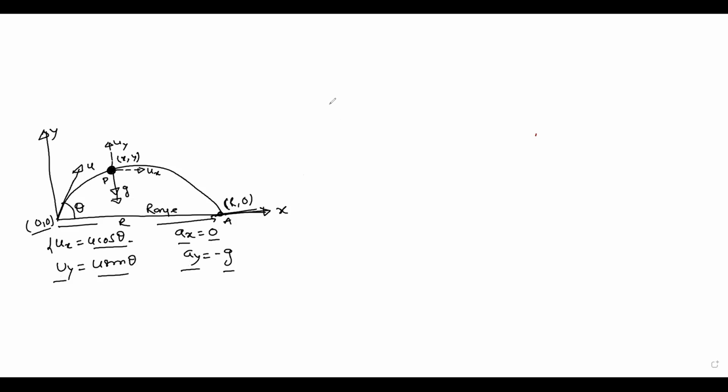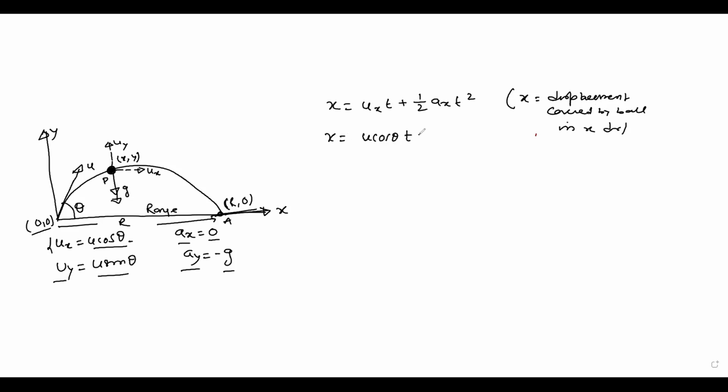On the basis of this, we may write two equations. x equal to ux t plus half ax t square, where x is the displacement covered by the ball in x direction. So if I put it down, x equal to u cos theta into t plus half into 0 into t square. So x equal to u cos theta into t.